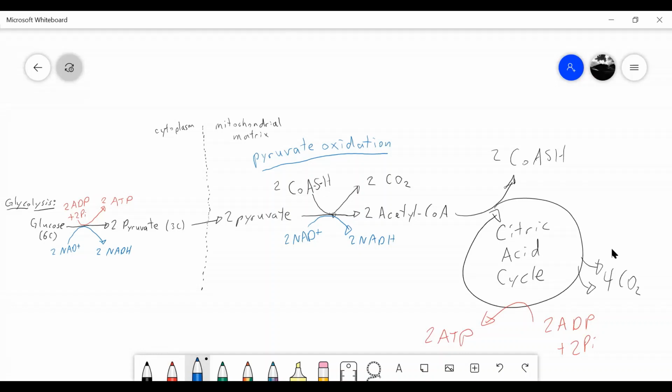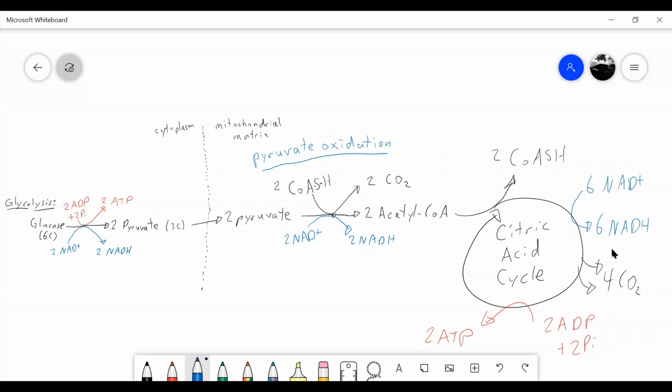And then the last thing is we have those electron carriers, right? And so I have just enough room to squeeze some of them in. I'm going to make 6 NADHs. So there's 6 NAD plus and 6 NADHs. And then over here, I'm going to put my FADHs.